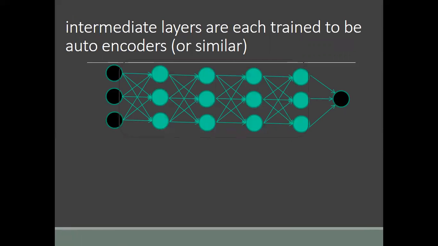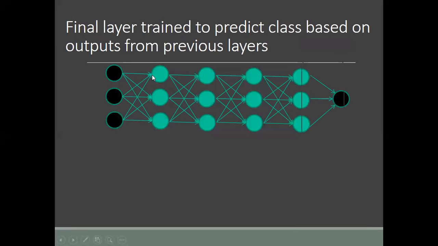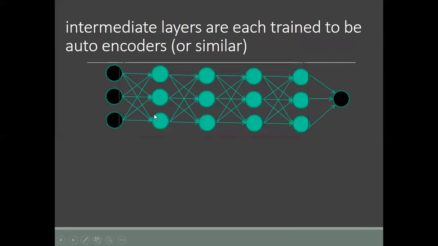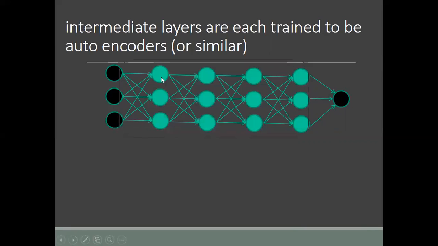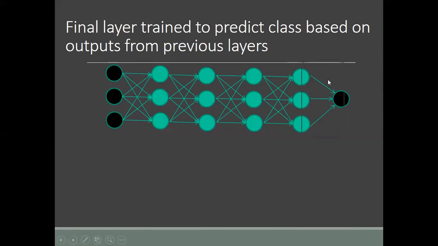The intermediate layers are each trained to be autoencoders. Intermediate layers means, if we are here, we are talking about this one. So this is one intermediate layer, and this is one intermediate. Here it is not shown everything. So this is the last layer. This one is the last layer.